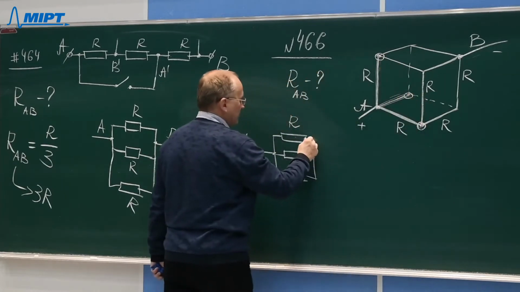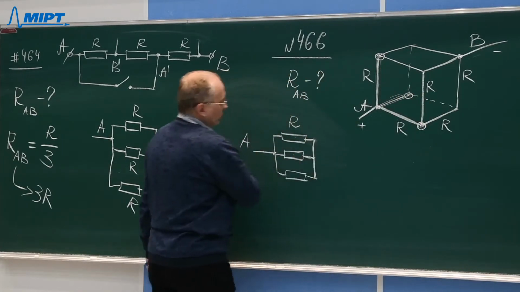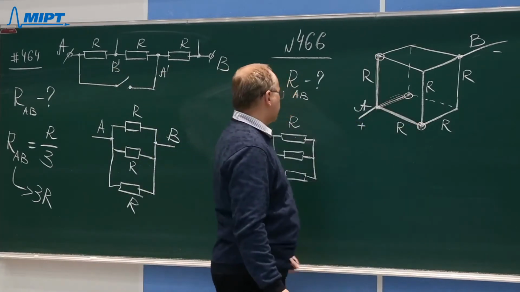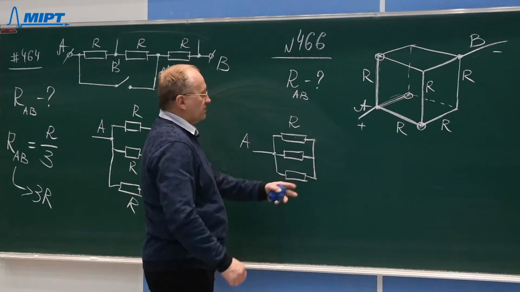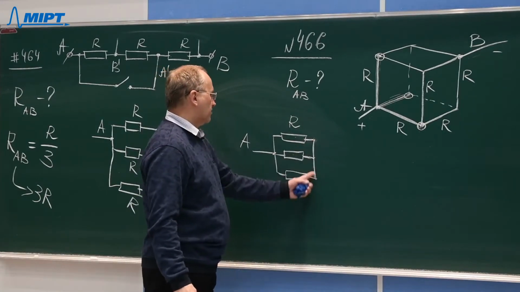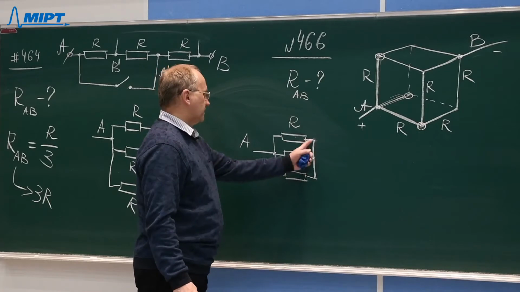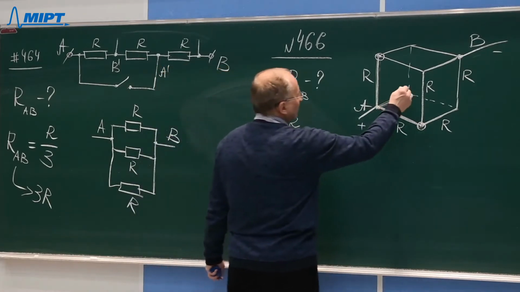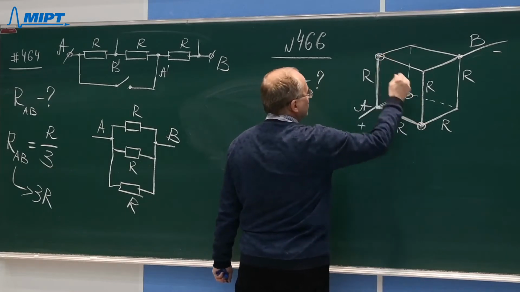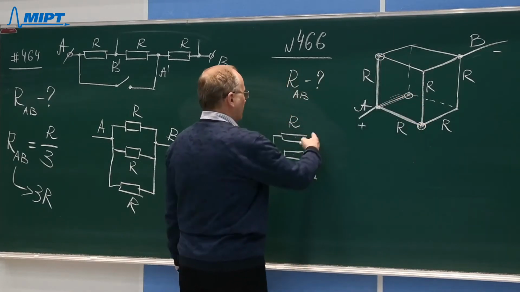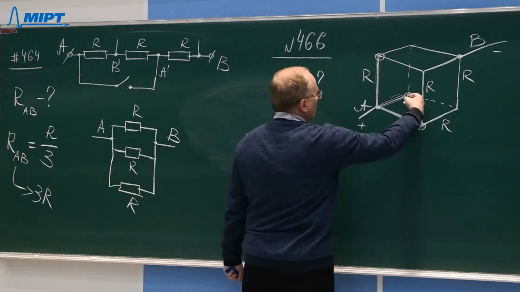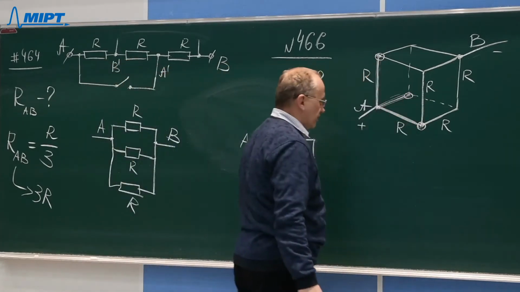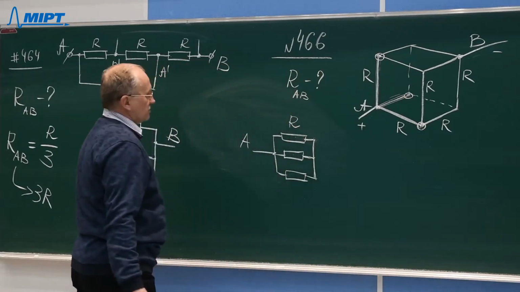It means that we may connect all these three cube vertices, and nothing will be changed in this scheme because the current will not go through this wire, because the electrical potential of these points is the same. Therefore, if we connect these points by a wire, nothing will change. The electrical potentials will not change after connection.